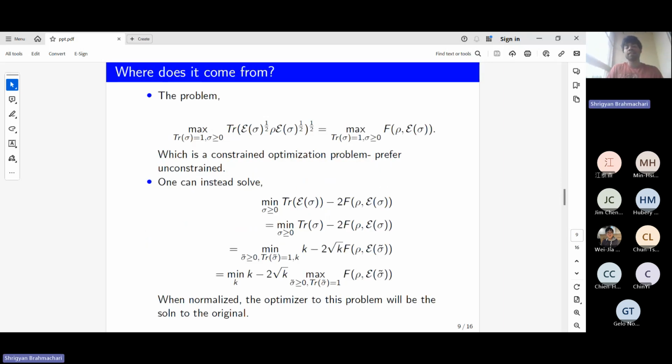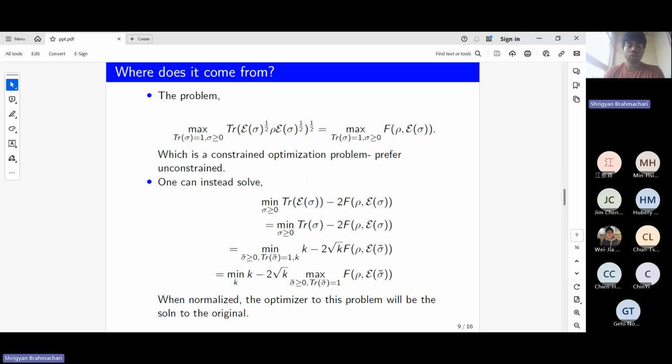Okay, so far I've just given you this slightly strange map, and there's no reason to believe why it's true. So I'm going to tell you how we came up with this map. Again, I'm stating the original problem. I've written the fidelity in its usual algebraic form.